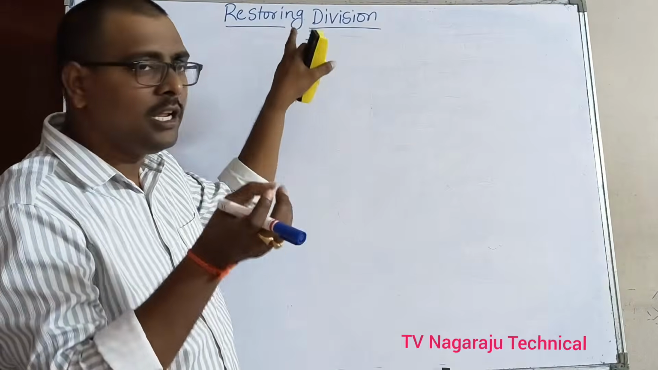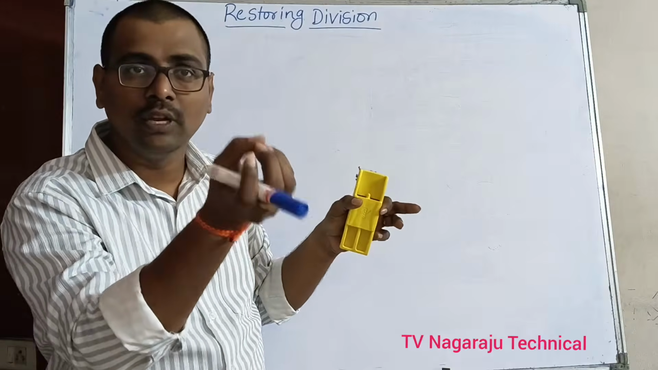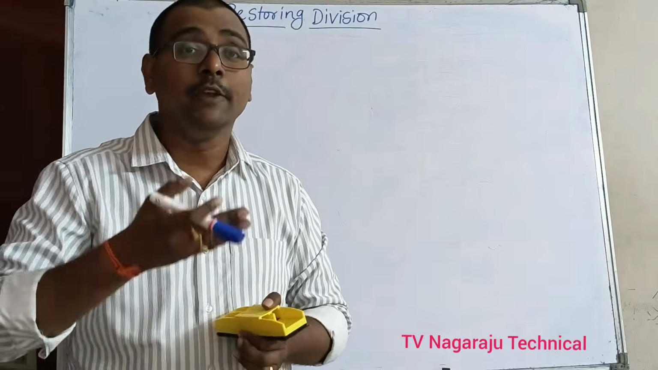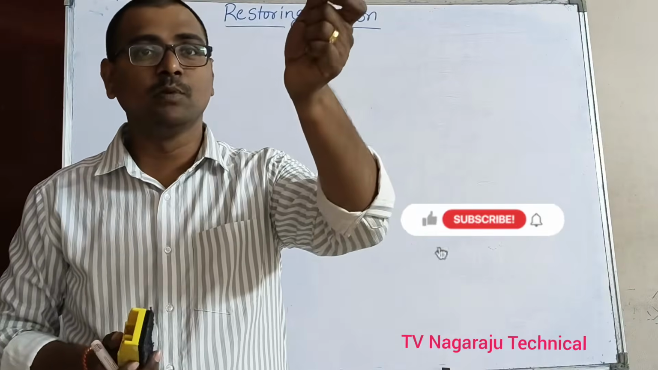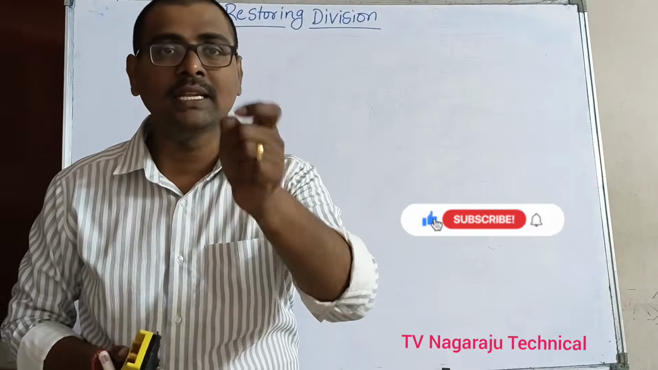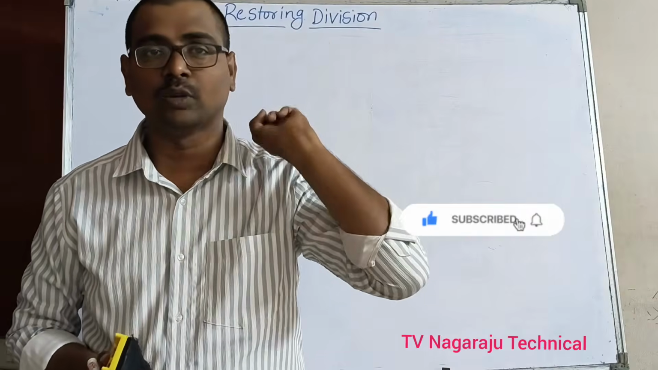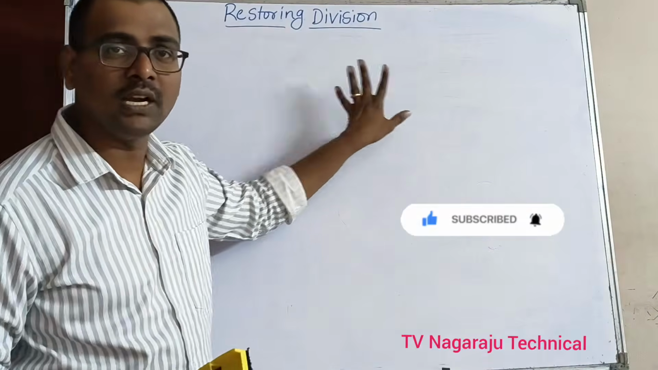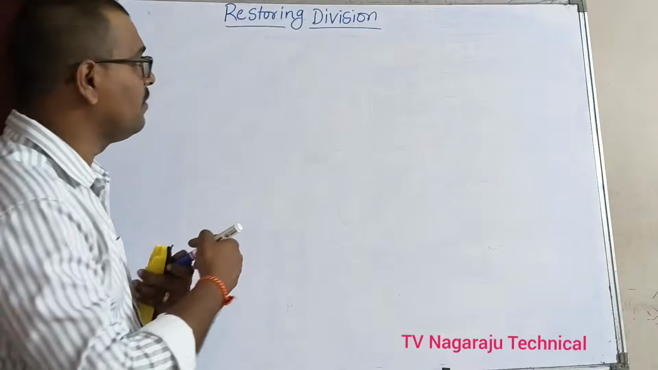Here, the term restoring means that after subtracting the divisor from some part of the dividend, if you get a negative result, it is not possible to divide. In such a case, we immediately restore the divisor back to its original value. So let us move on to a flowchart and an example, and we will understand the complete restoring division.